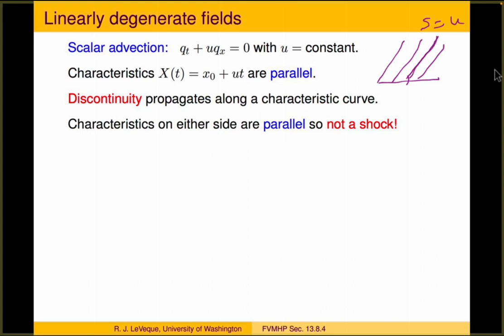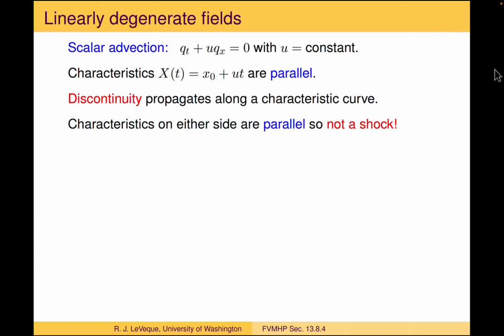And so if you start with discontinuous initial data, it will simply propagate along that line, and it satisfies the Rankine-Hugoniot condition for this linear flux function. But it would be wrong to call it a shock wave, because we reserve the term shock wave for the case where the characteristics are impinging on the discontinuity. So it's a linear discontinuity that's propagating in such a way that all the characteristics are going parallel to it.